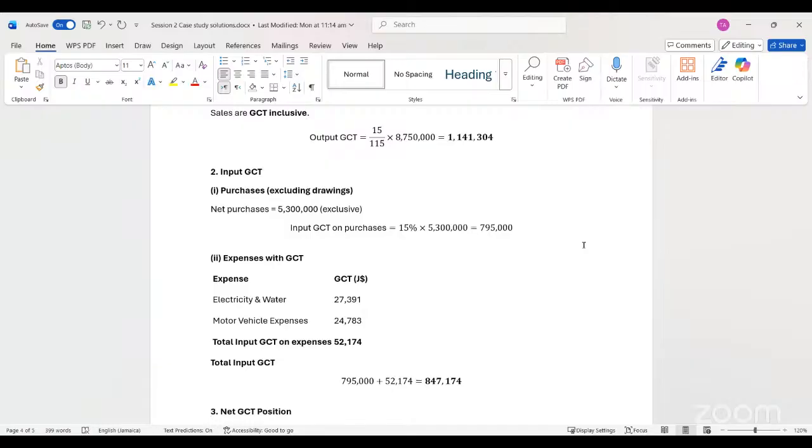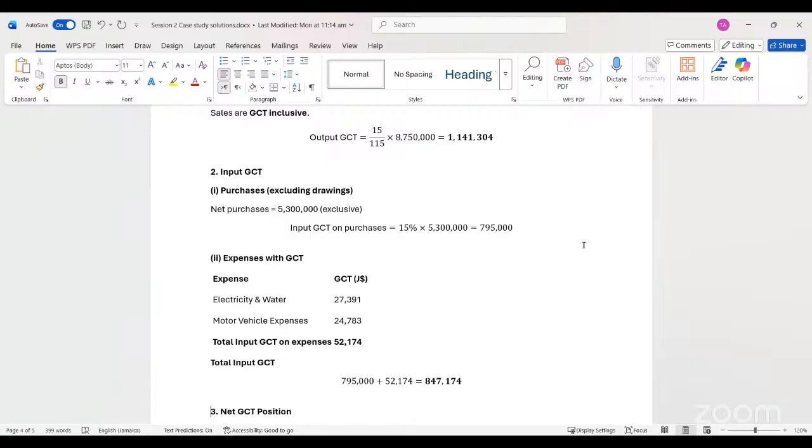So the output, remember they said the 8,750,000 included the GCT in it already. And that's why I had it read for part A. So technically, the sales that you declare in your income statement is sales before GCT. Correct. Please ignore note number 5, that calculation looks incorrect.